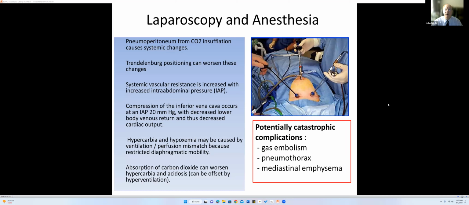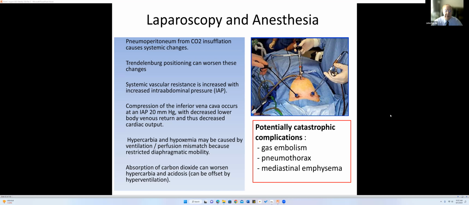Not uncommonly, we do laparoscopic procedures in these patients, and the pneumoperitoneum from CO2 insufflation can cause systemic changes. Systemic vascular resistance is increased with increased intra-abdominal pressure, and compression of the inferior vena cava occurs at an intra-abdominal pressure of 20 millimeters of mercury, decreasing lower body venous return and cardiac output.